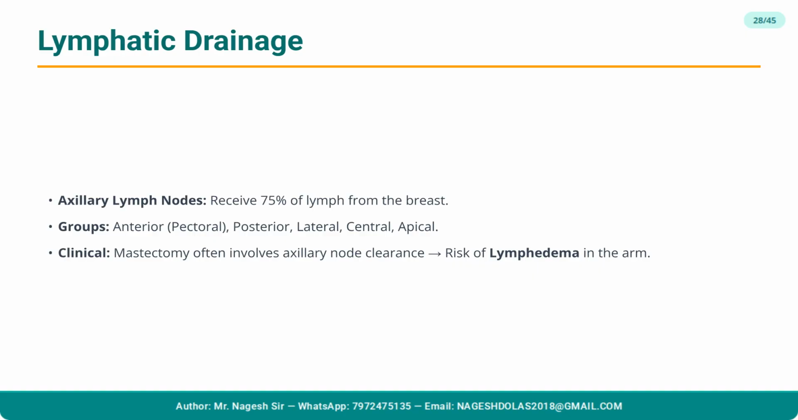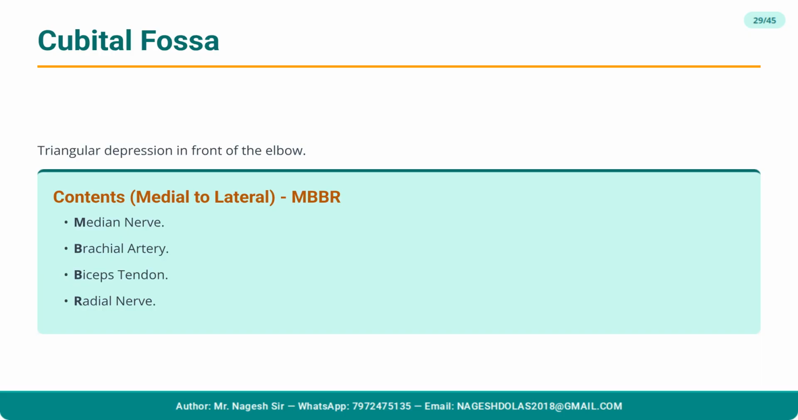Axillary lymph nodes receive 75% of lymph from the breast. Mastectomy with node clearance carries a significant risk of lymphedema in the arm, a crucial nursing consideration. The cubital fossa is the triangular depression in front of the elbow. Its contents, from medial to lateral, can be remembered as MBBR: median nerve, brachial artery, biceps tendon, and radial nerve.